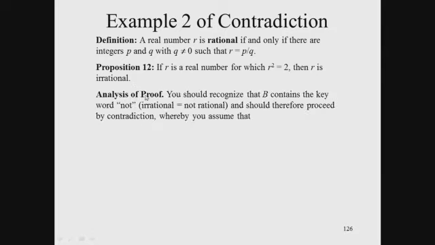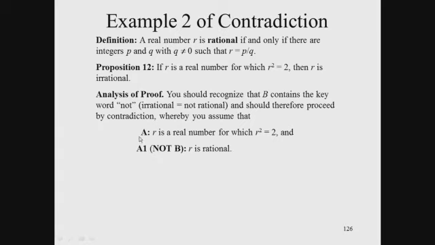Recognizing that irrational means not rational, you should proceed by the contradiction method. Therefore, what should you assume is true? The statement A and the statement not B. All right, A and not B. A is: r is a real number for which r squared equals 2. Can somebody tell me what is not B? R is rational. And this is what we're going to assume.